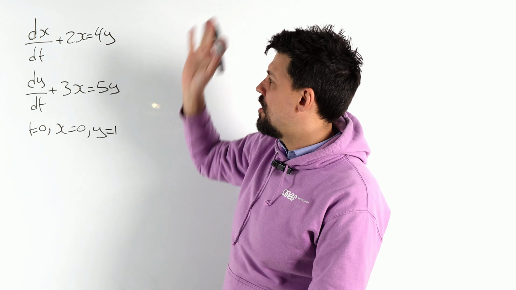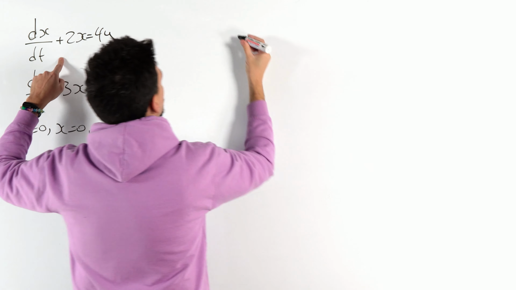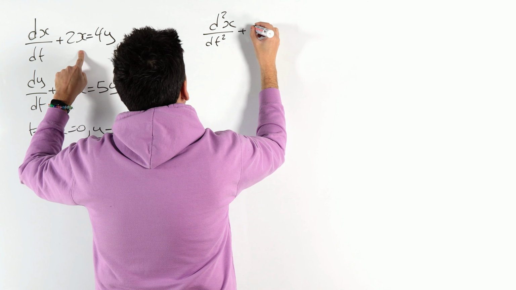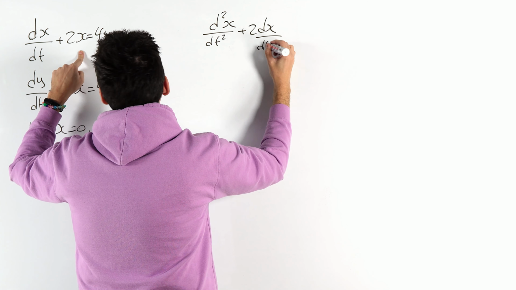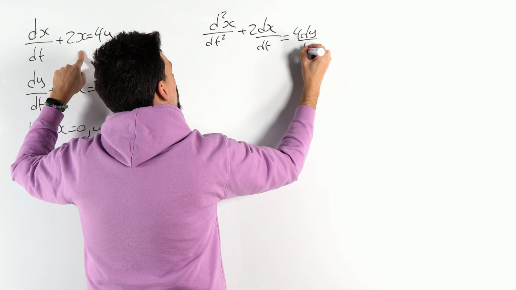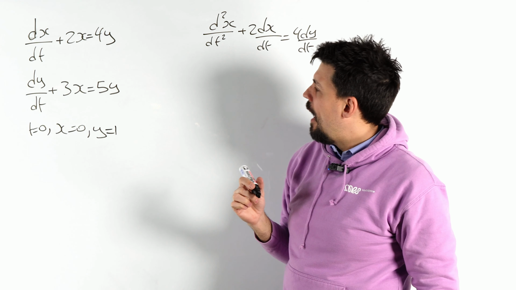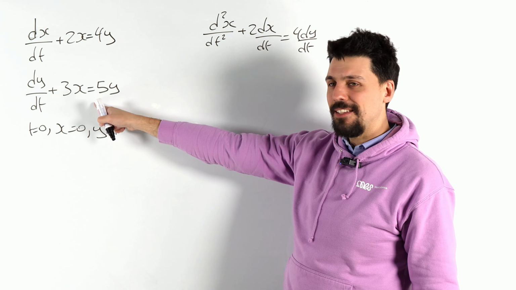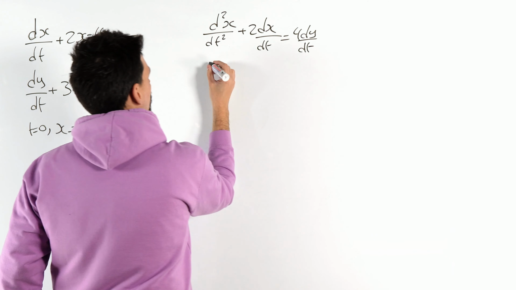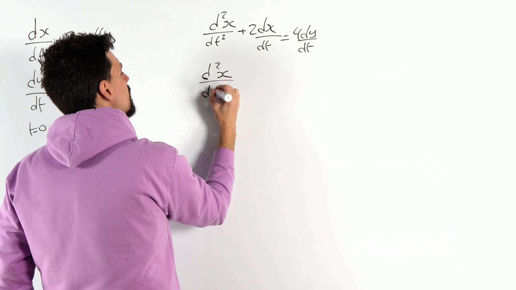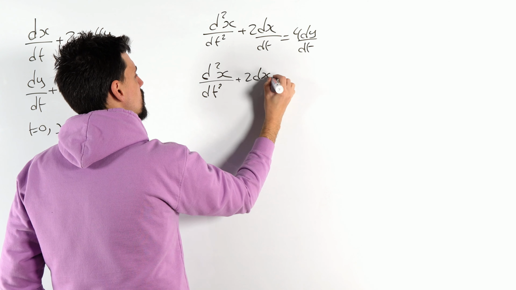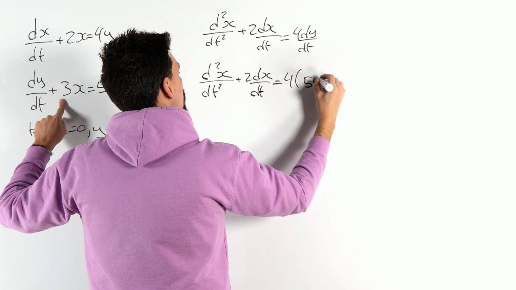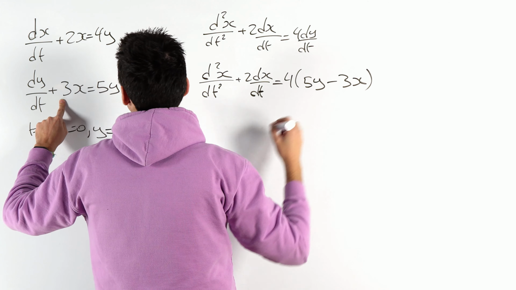First of all, we're just going to differentiate one of them. So let's differentiate the first one, which tells me that d2x/dt squared plus 2 dx/dt is equal to 4 dy/dt. And you could be forgiven for saying, but Nick, why would we do that? Well, let's substitute that back in. Let's substitute the second one in. d2x/dt squared plus 2 dx/dt is 4 times (5y minus 3x).